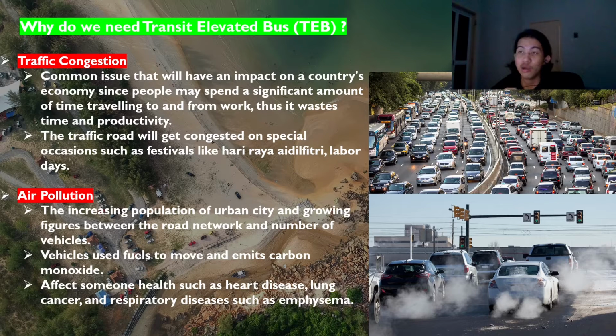The next is air pollution. With the increase of urban population and the growing gap between the road network and the number of vehicles, this will lead to air pollution. This is because vehicles use fuel to move and emit carbon monoxide, which is the most abundant of the criteria pollutants. So the trading bus is an efficient public transport system, because it is powered by electrical and solar energy.